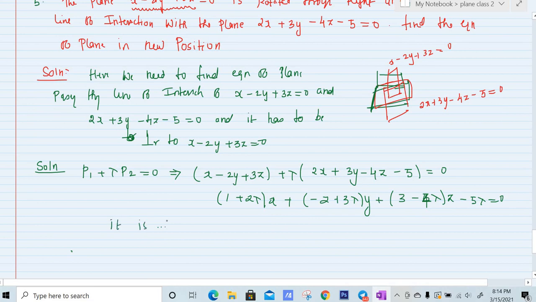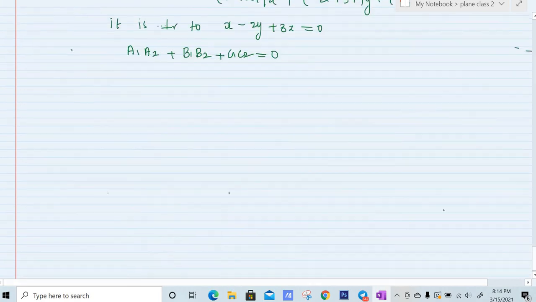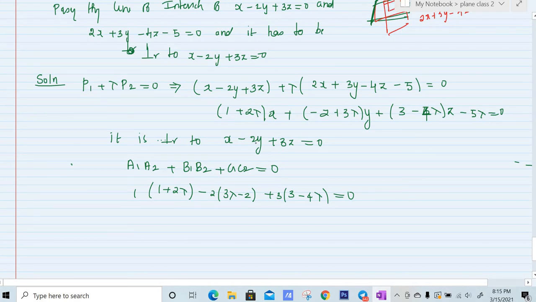Now it is perpendicular to x minus 2y plus 3z is equal to 0. That means a1 a2 plus b1 b2 plus c1 c2 is equal to 0. Now if we make the dot product, we will have 1 into (1 plus 2 lambda) and minus 2 into (3 lambda minus 2) plus 3 into (3 minus 4 lambda) is equal to 0, right? On simplification, you will get lambda equal to 7 by 8.